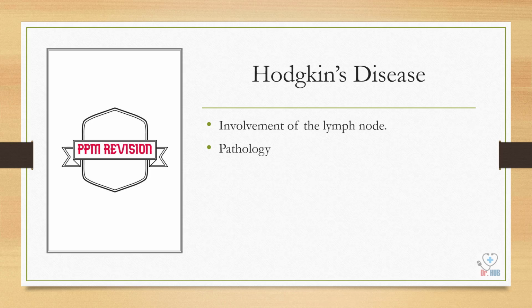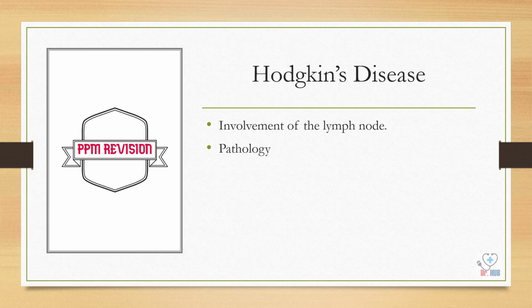Moving on to the mixed cellularity type. Here the entire lymph node is replaced by a heterogeneous mixture of normal cells, and they include lymphocytes, histiocytes, eosinophils, neutrophils, and the plasma cells. Some amount of fibrosis and necrosis can also be present here, and typical RS cells are mainly found in the mixed cellularity type. Then moving on to the lymphocyte depletion type.